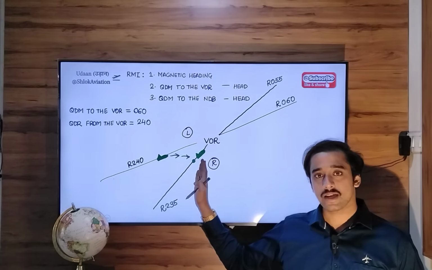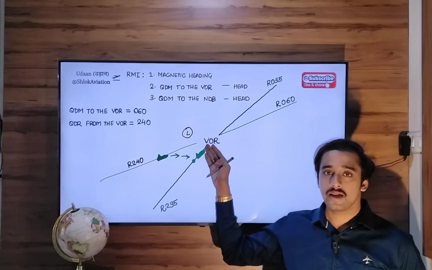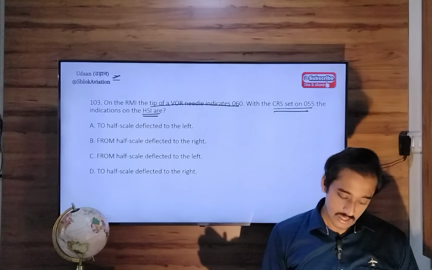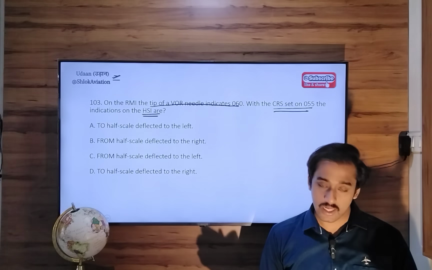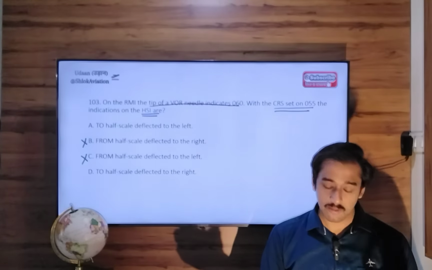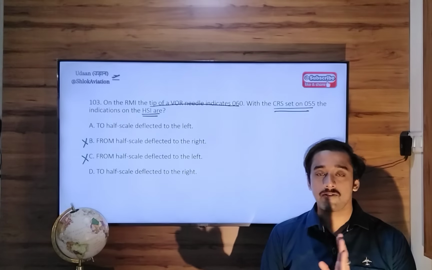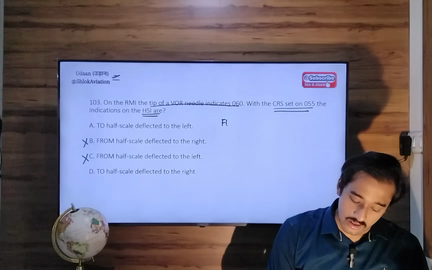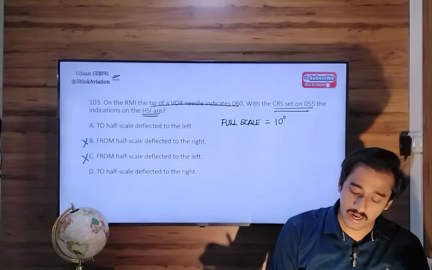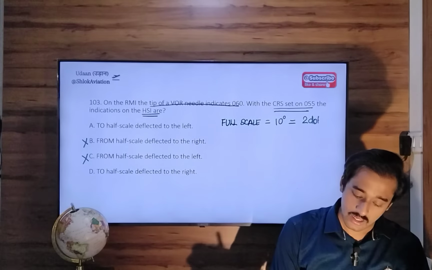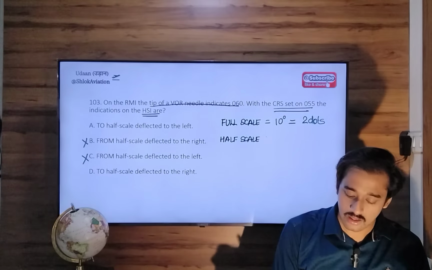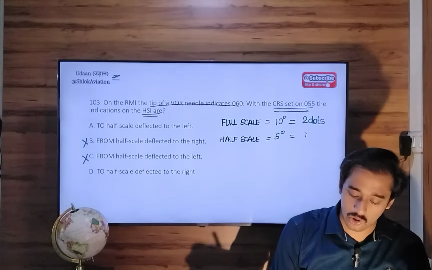Okay, so fly right, then fly inbound on this new radial and then transition to the course 055. So the HSI indications will be TO because we are going towards the VOR station, and it will be half scale. Now the full scale deflection of an HSI is 10 degrees, indicated by 2 dots. Half a scale therefore will be 5 degrees, indicated by only 1 dot.